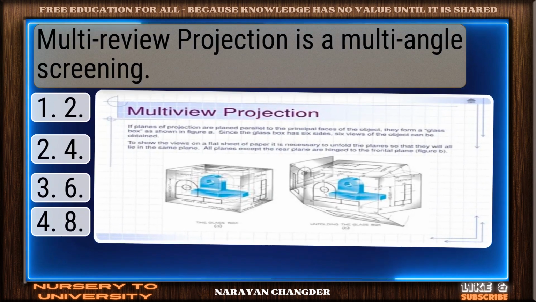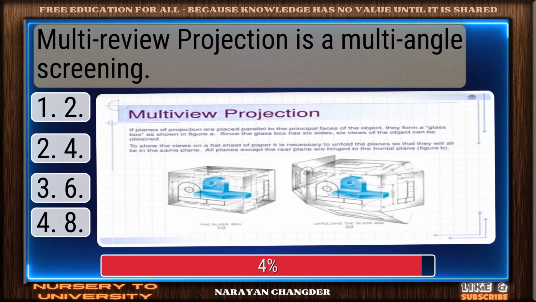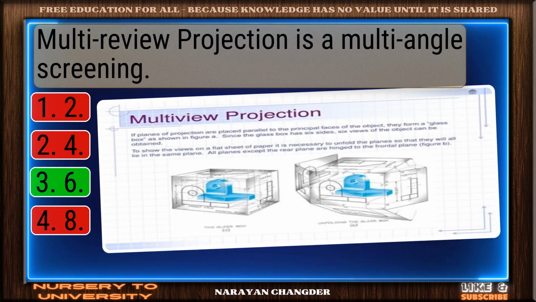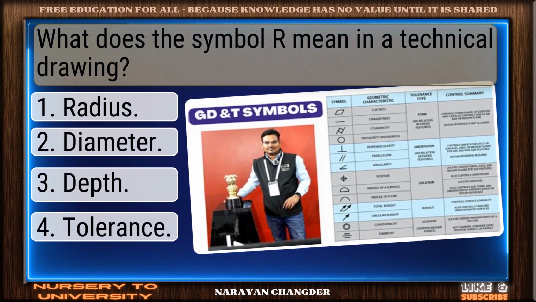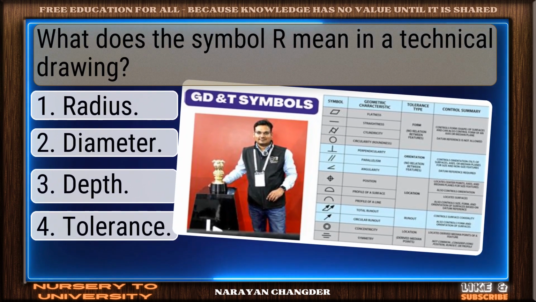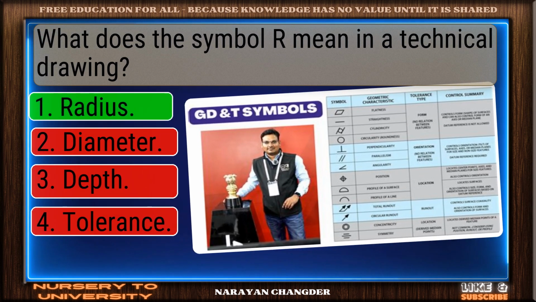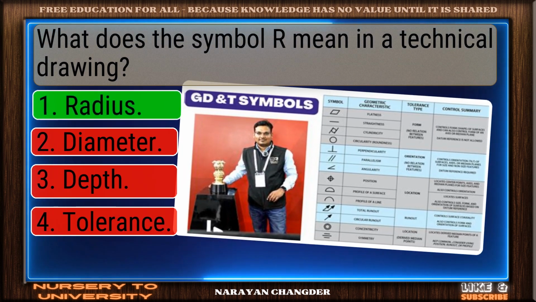Multi-view projection is a multi-angle screening. Bravo. 6 is the answer. What does the symbol R mean in a technical drawing? Well reasoned. Radius is the correct choice.